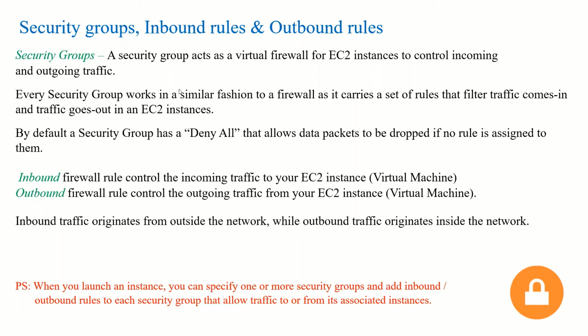A security group acts as a virtual firewall for our EC2 instances, that is, for our virtual machines, to control the incoming and outgoing web traffic. Every security group works in a similar fashion to a firewall, as it carries a set of rules that filter traffic coming in and going out from your virtual machines in the AWS environment, or EC2 instances. These security groups are, of course, available with each and every service provider.